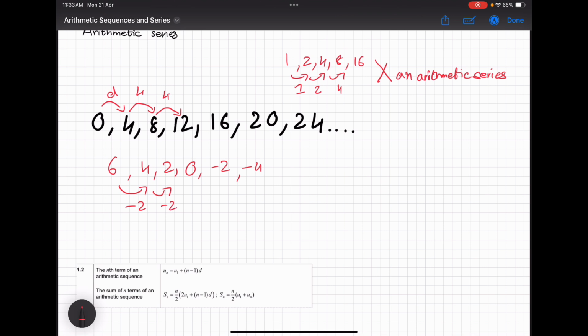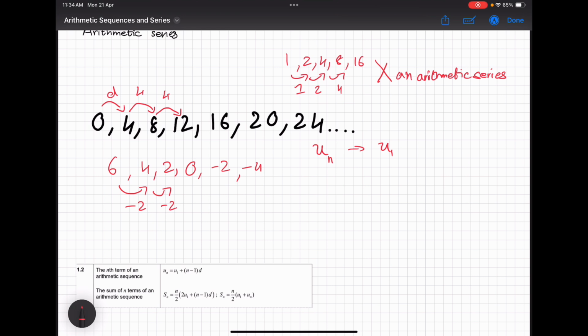So what is some common notation that we use when talking about an arithmetic series? Well, in order to refer to a specific term in the series, we use the letter u, and in subscript we write the term number we're referring to. So this number can be anything. Let's just write n, which denotes the term number. So for example, u1 is the first term.